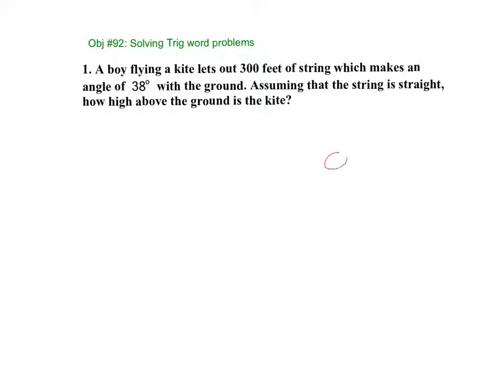Okay, so here's the boy. And he's holding a kite, and the kite is up in the air. So it's 300 feet of string. The angle is 38 degrees with the ground. So the ground is down here. How high above the ground is the kite? X. Now we can get into semantics where you take into consideration the height of the boy, but we're not going to worry about that. There are problems like that, though.